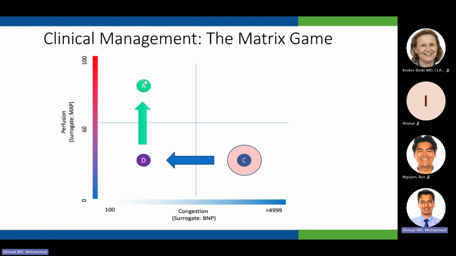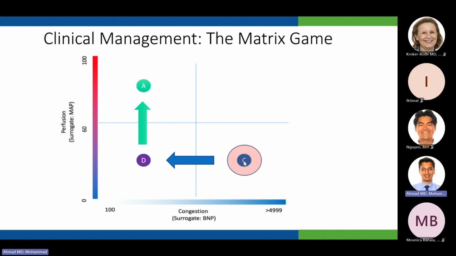Now, those of you that have gone through heart failure rotation will know that even though we do the diuresis and the inotrope support, we do them simultaneously. And the process is called inotrope supported diuresis. You start them at the same time. And what that does is it moves you on the diagonal. So you skip D and you just move from C straight to A. And that's the treatment for this patient, inotrope supported diuresis.